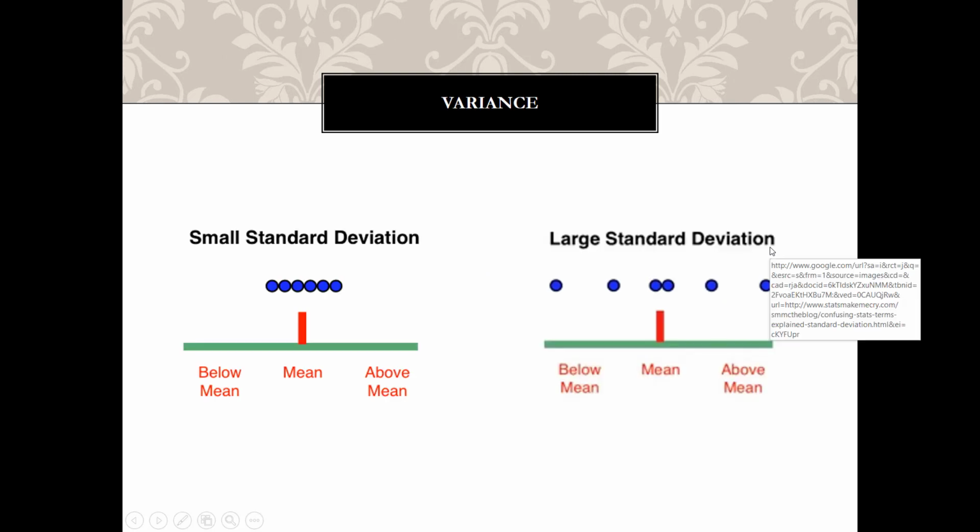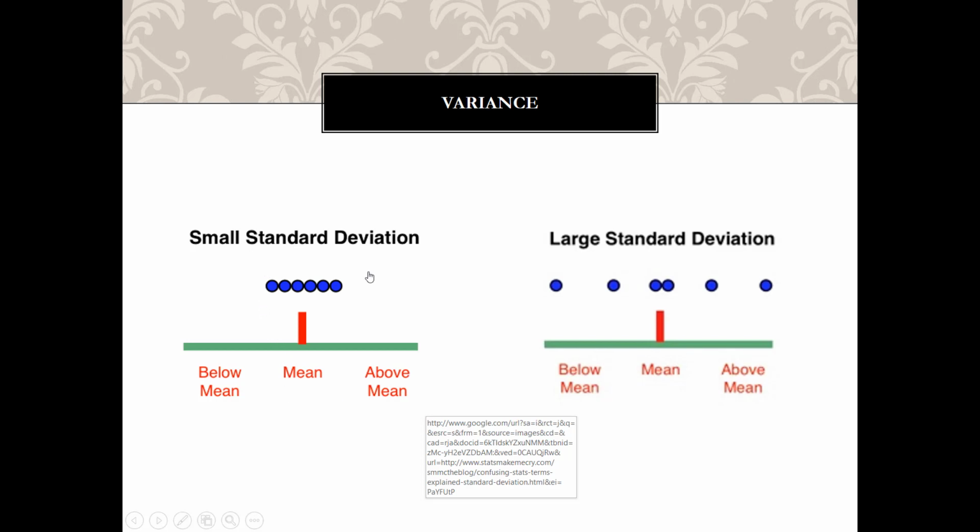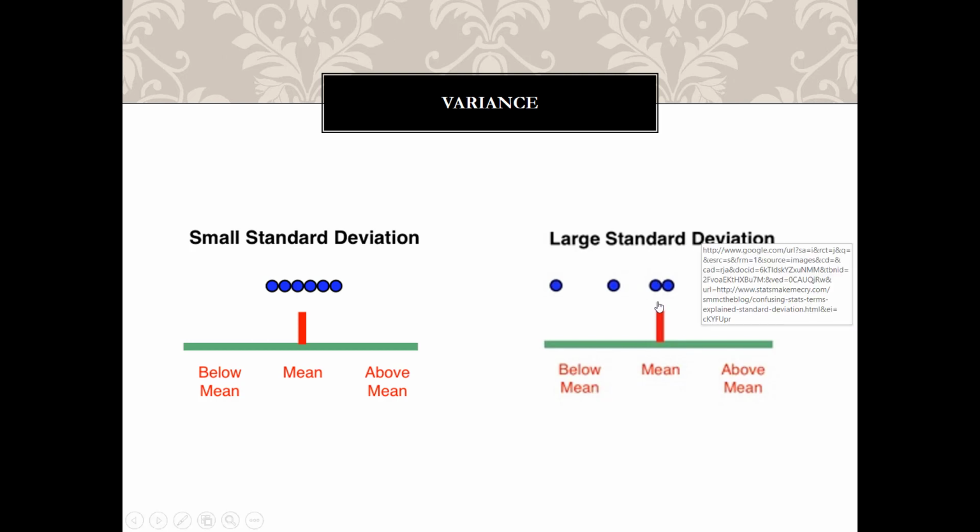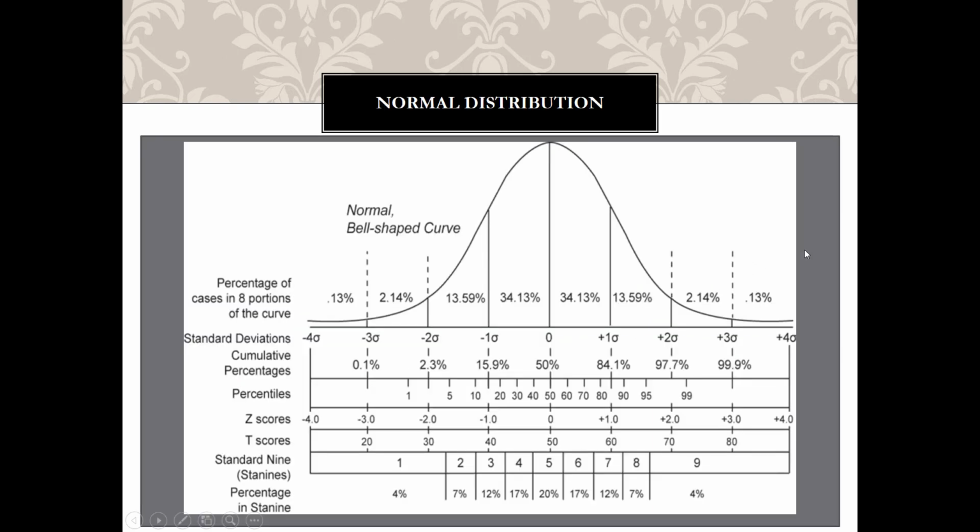So here's an example of small standard deviation and large standard deviation as we're looking at variance in the data. You can see here these scores are all clustered real closely to the mean. So there's a small standard deviation. These scores are widely spread and go the whole range, and only a couple are clustered near the mean. So that's a large standard deviation.